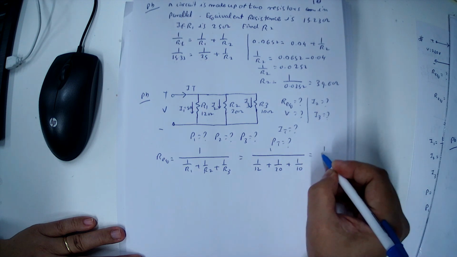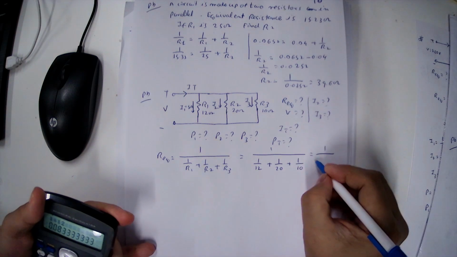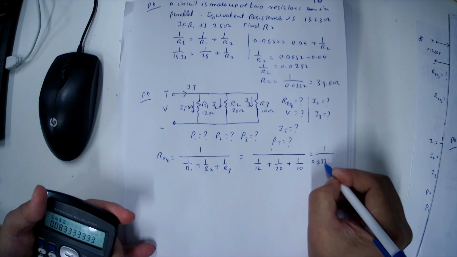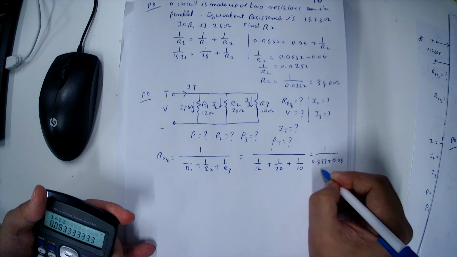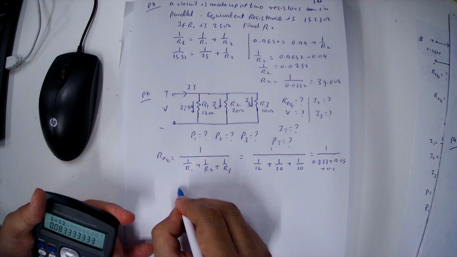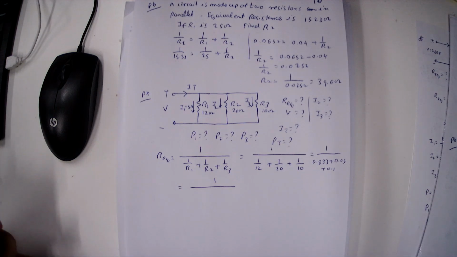So 1 divided by 12, we get 0.0833, plus 1 divided by 20 is 0.05, plus 1 divided by 10 is 0.1. So we get 1 divided by 0.233.